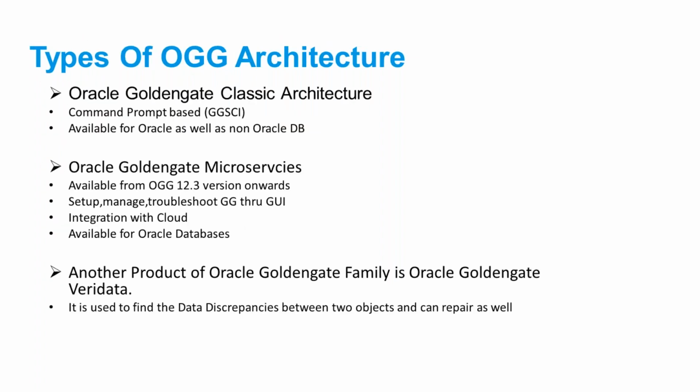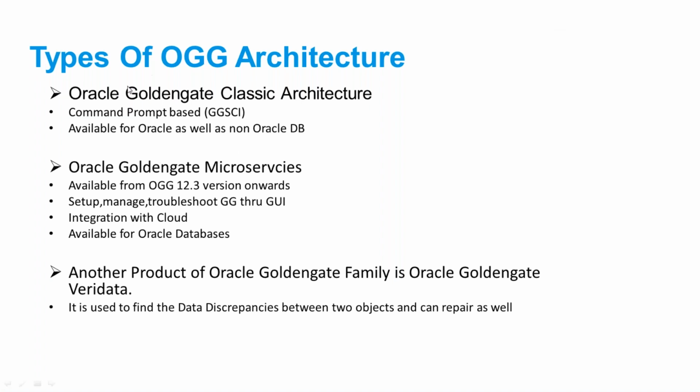In 2009, Oracle overtook it, and since then, it is known as Oracle Golden Gate. So Oracle Golden Gate came into existence in 2009. Prior to 2009, it was Golden Gate only. From 2009 to 2017, there was only one way to configure Golden Gate, and that was through the command prompt. I'm not sure, some of you may have worked on Golden Gate, and that is through the command prompt, GGSCI.